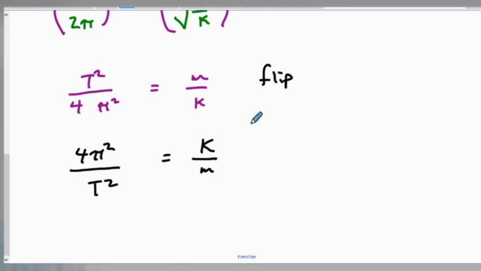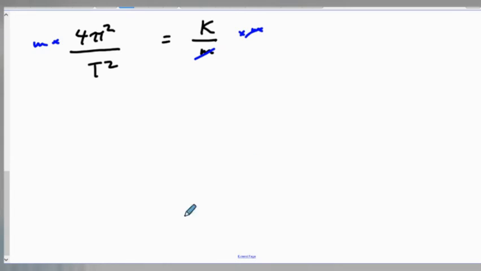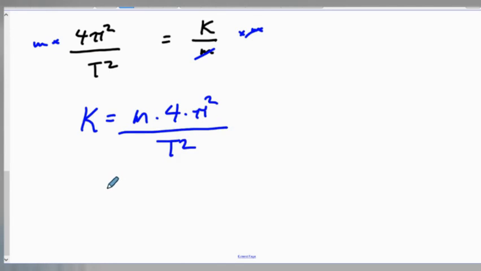Okay, and now what I'm going to do is multiply both sides by m, and that'll take care of the m right here. So now I have my equation to find k. k is m times 4 times pi squared over my period squared. Okay, that's not so bad.